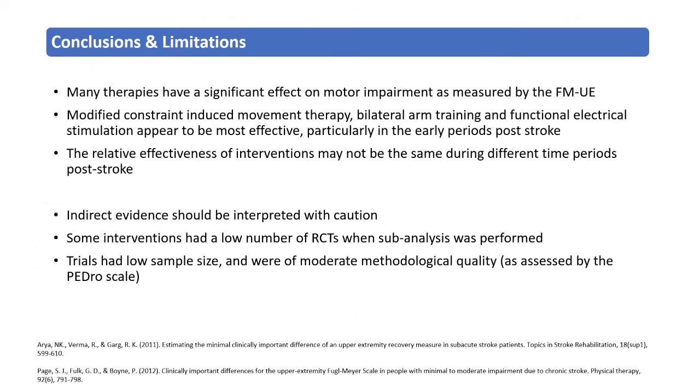In conclusion, many of the therapies studied had a significant effect on motor impairment as measured by the Fugl-Meyer upper extremity scale, with modified constraint-induced movement therapy, bilateral arm training, and functional electrical stimulation appearing to be the most effective. However, the relative effectiveness of the interventions may not be the same during different time periods post-stroke, and this could provide an area for future analysis.